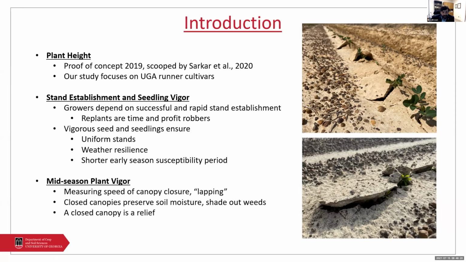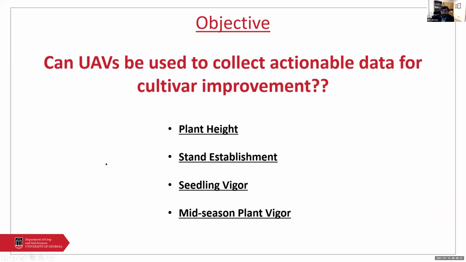We're also looking at mid-season plant vigor, which is just a measure of speed of canopy closure or lapping, as it's commonly called. Closed canopies preserve soil moisture, it shades out weeds, and it's really a relief for a grower and a milestone during the growing season. So our overarching objective here is to see if UAVs can be used to collect actionable data for cultivar improvement specifically.